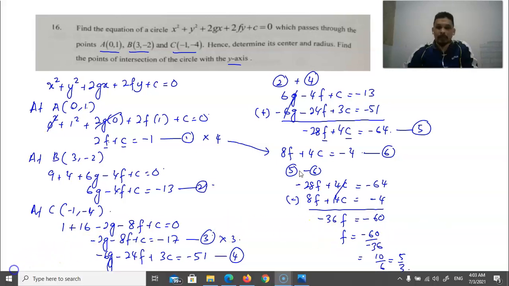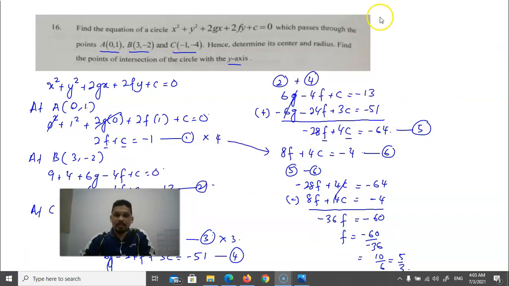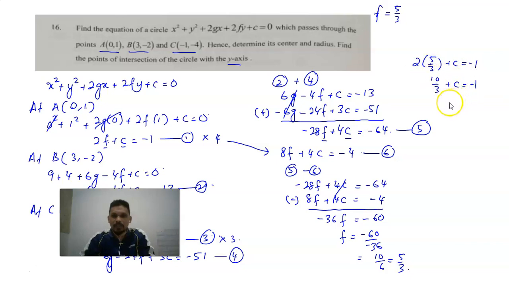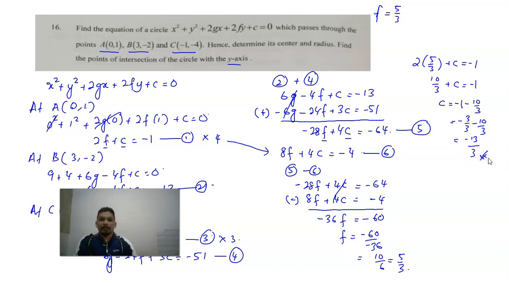Let me check for a while. Let's keep the answer first: f equals 5 over 3. Substitute f equals 5 over 3 into equation 1, for example. 2f, where f is 5 over 3, plus c equals negative 1. So 2 times 5 equals 10 over 3, plus c equals negative 1. Then c equals negative 1 minus 10 over 3, which is 3 over 3 minus 10 over 3, equal to negative 3 minus 10, negative 13 divided by 3.